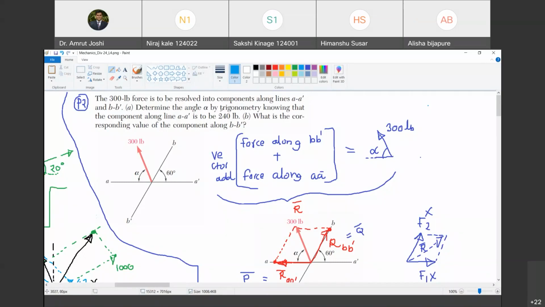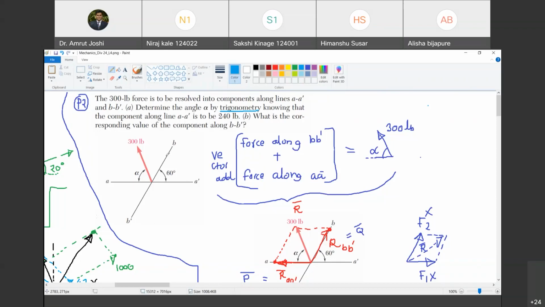So leave this word by trigonometry for a while, knowing that the component along AA dash is 240 pound, what is the corresponding component about BB dash? So the problem in our hand was to resolve this 300-pound force along directions AA dash and BB dash. Are you with me? Yes. And one observation, the angle between AA dash and BB dash is not necessarily 90 degree. Are you with me? Yes.